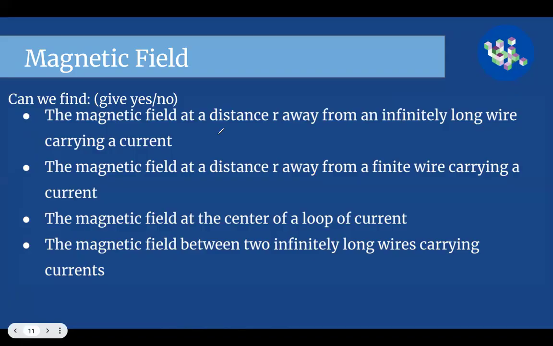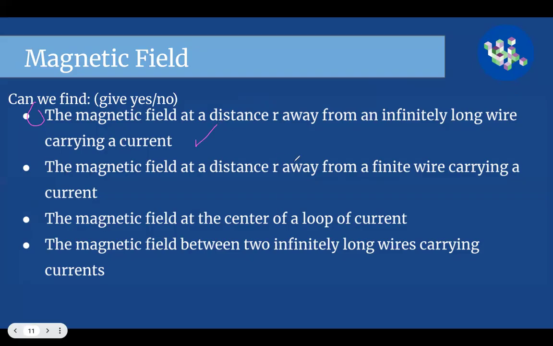Okay, we're back. All right, let's first look at the first one, the magnetic field at distance r away from an infinitely long wire carrying current. Of course, we can do this. We just did it, like we found the magnetic field from an infinitely long wire carrying a current. So this is true. So yes.